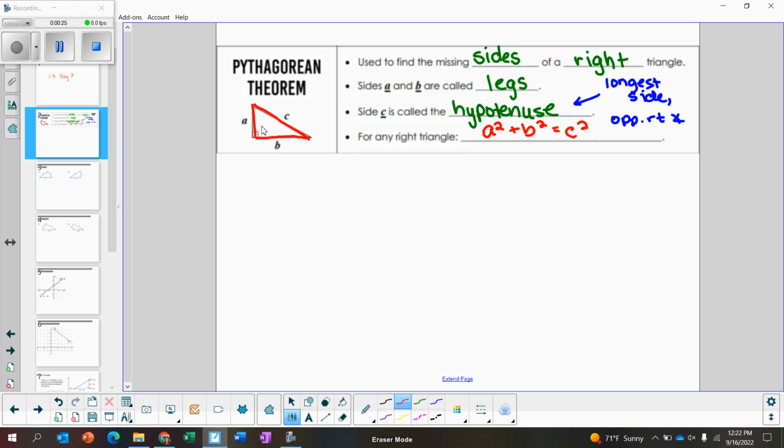And the hypotenuse is always the longest side of the triangle, and if we look at the location of the right angle, we can point to the hypotenuse because it will always be opposite of the right angle. For every right triangle, we can make an equation where a squared plus b squared equals c squared. So the squares of the two legs add up to the square of the hypotenuse.